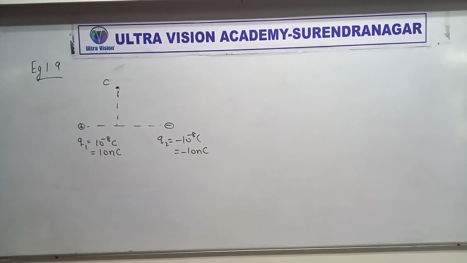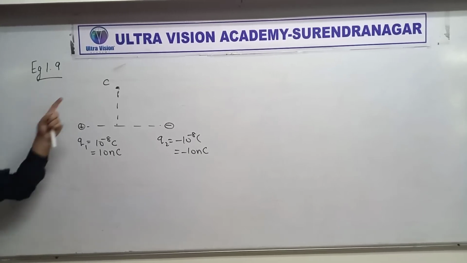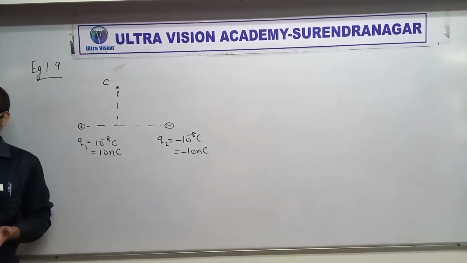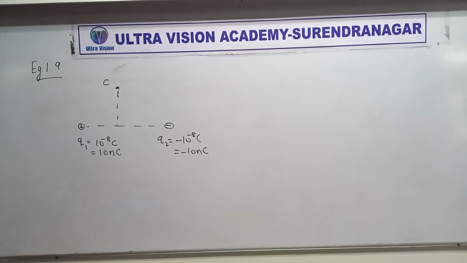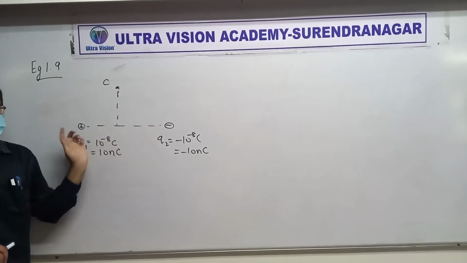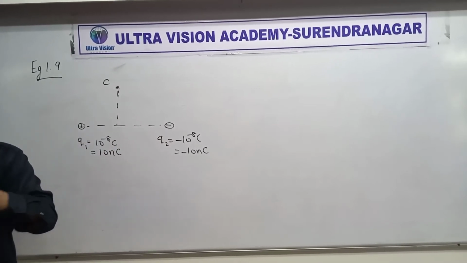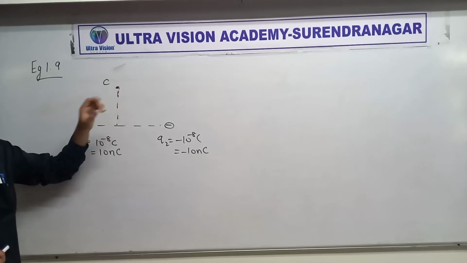Now, take the question again, what do we have to find? Electric field at point C. Okay, now how many charges are there? 2 or 3? Only 2 charges are there. One is here, the other is there. These 2 charges will create 2 individual electric fields at which point? At point C. Remember, at C there is nothing.